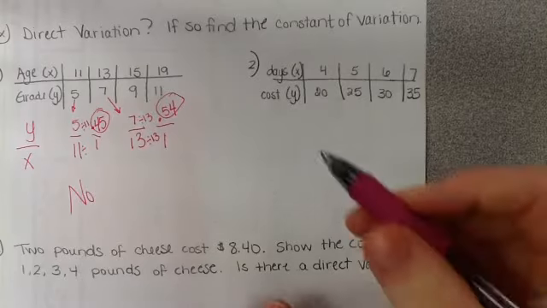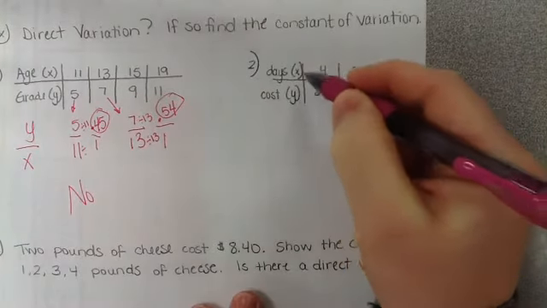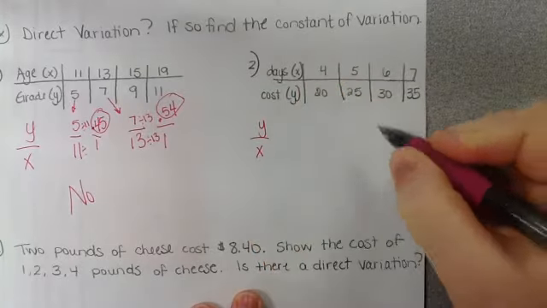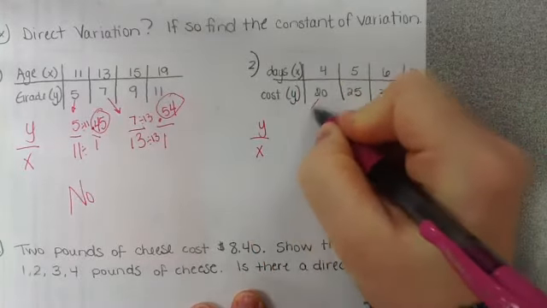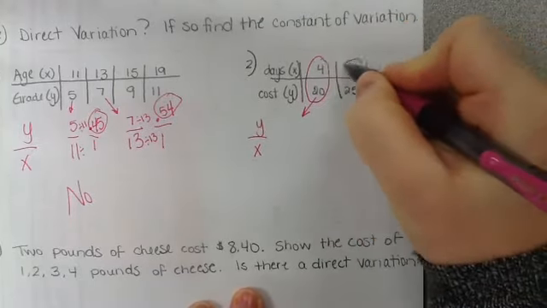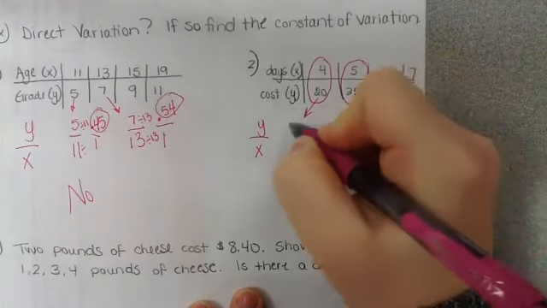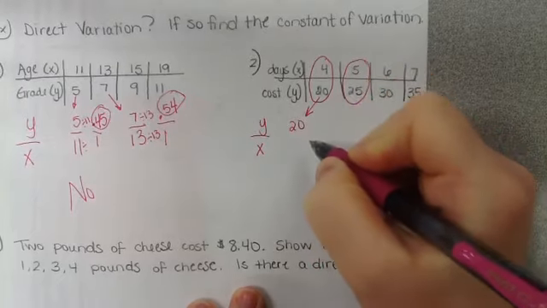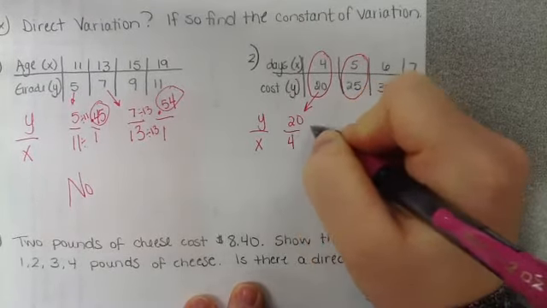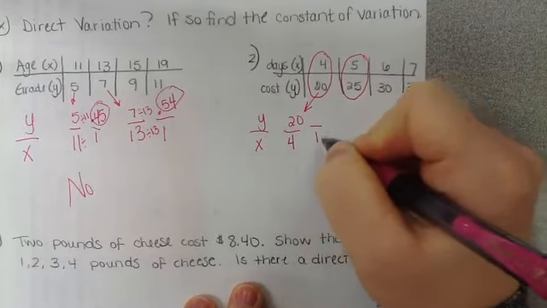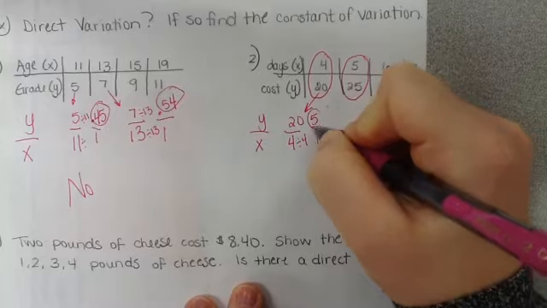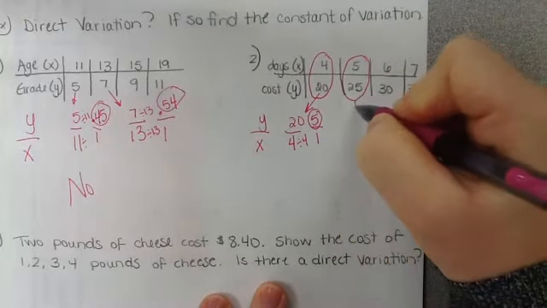Let's see how you did. Direct variation is our rise over run, so our y value over our x. Y is 20, so I'm going to check this point first. These two go together. Then I'll check these two. So 20 over what? 4. What did you get as the unit rate? 5. Okay.